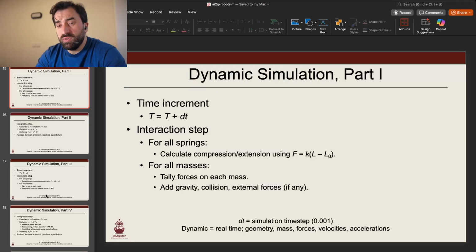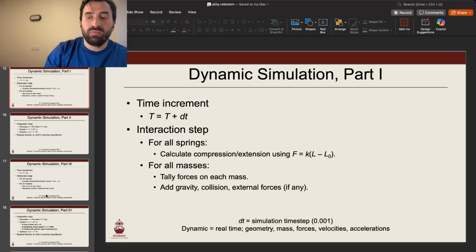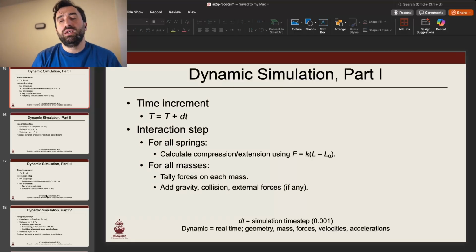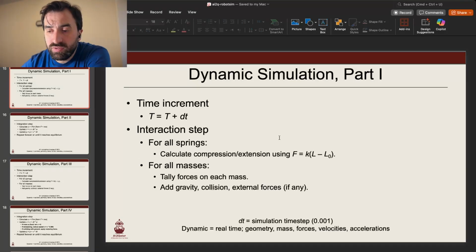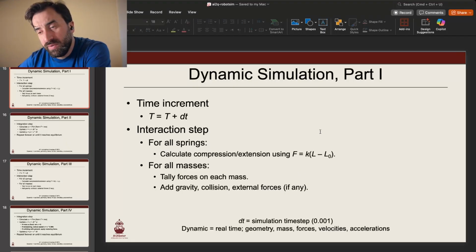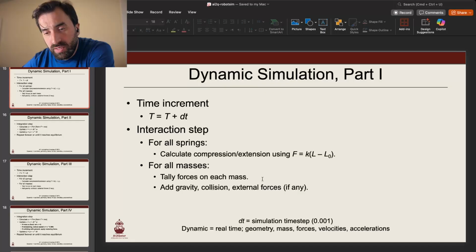For the time increment, t equals t plus dt. You need to set that up first. And then you have the interaction step. For all the springs, you calculate the compression or extension using F equals k times (L minus L naught), where L naught is the initial length. At each point in time, the force is calculated by this formula: the spring constant times the current length minus L naught.